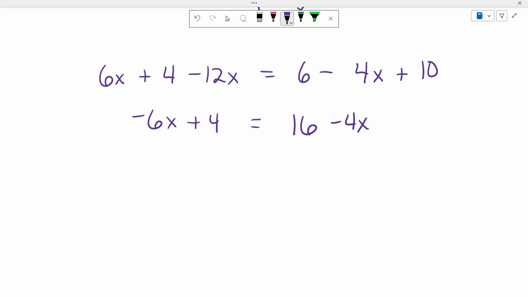How do we move negative 6x? How do we move the 6x? Subtract it on each side. It's negative 6x right now. We got to get it to 0. How do you get negative 6 up to 0? Add. We're going to add 6x on each side. So 4 equals 16. And then what's negative 4x plus 6x? Positive 2x. Now, what do we do to each side?